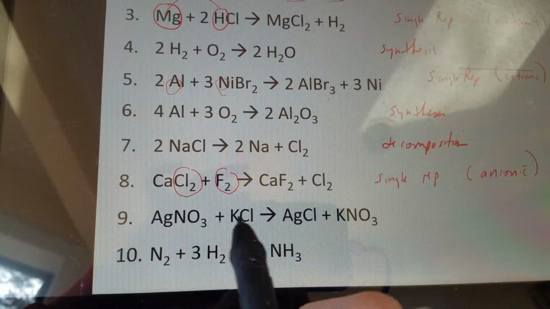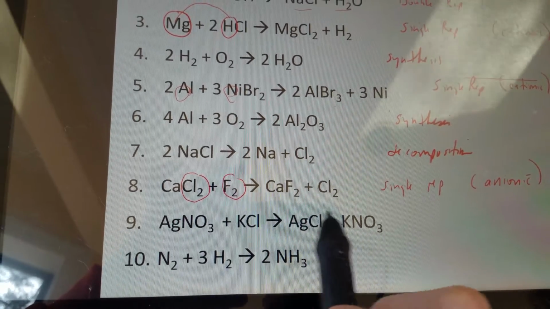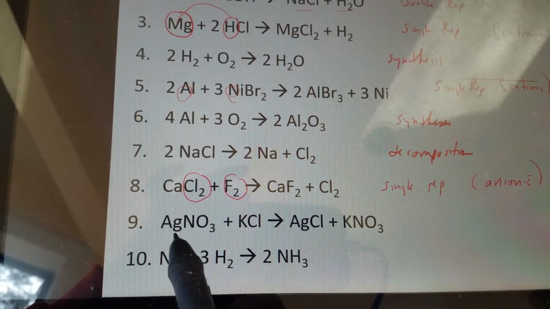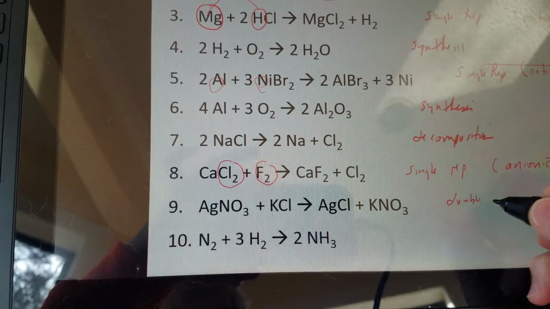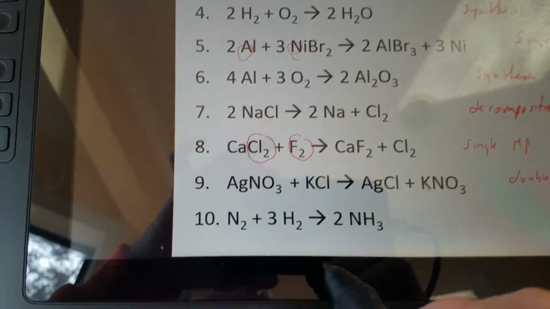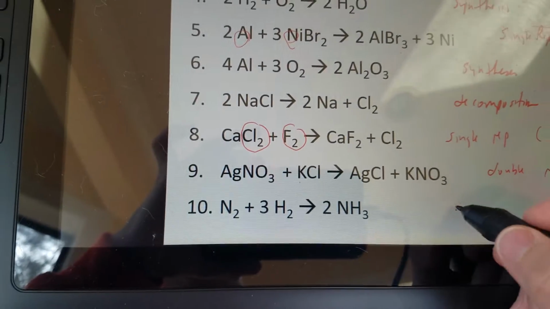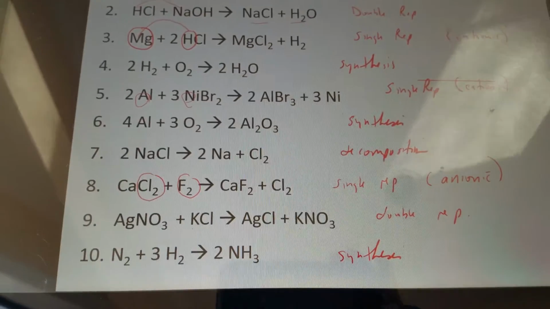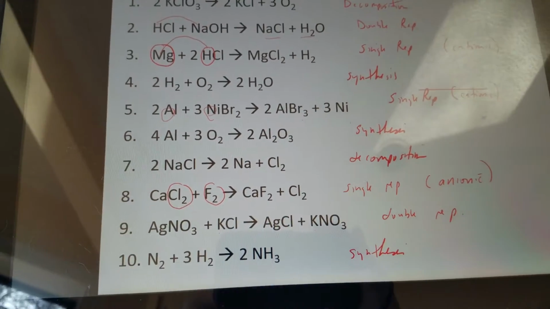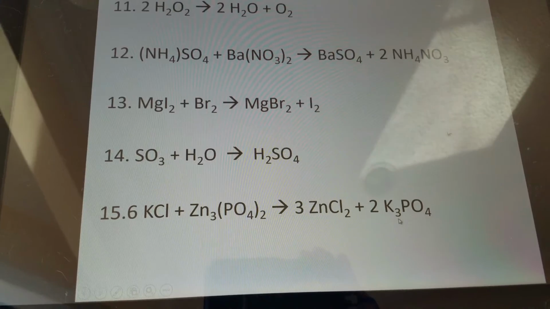Number 9, compound, make a new compound. My potassium changes places with the silver. So this would be a double replacement. And then this last one would be a synthesis. And then there's a whole other section on the next slide. So you can try some of these. And again, if you have questions, you can just email me.